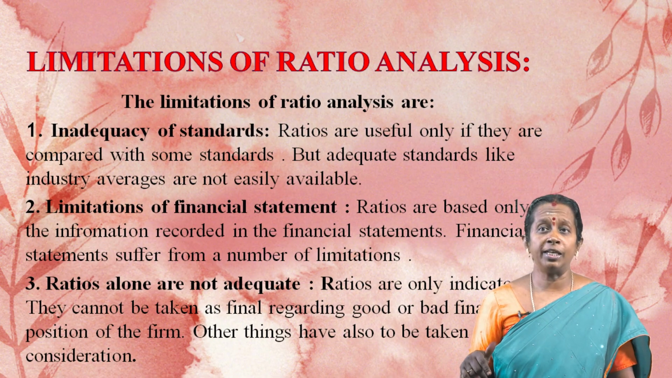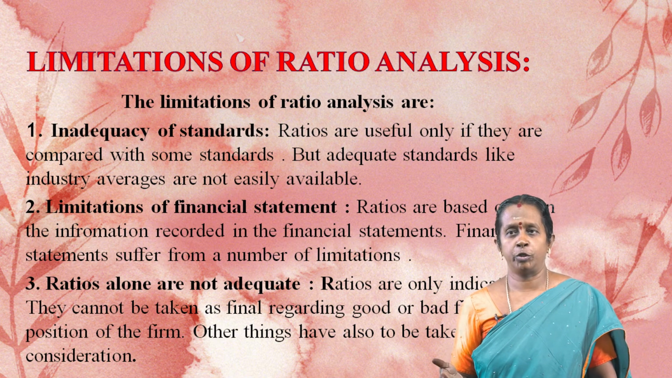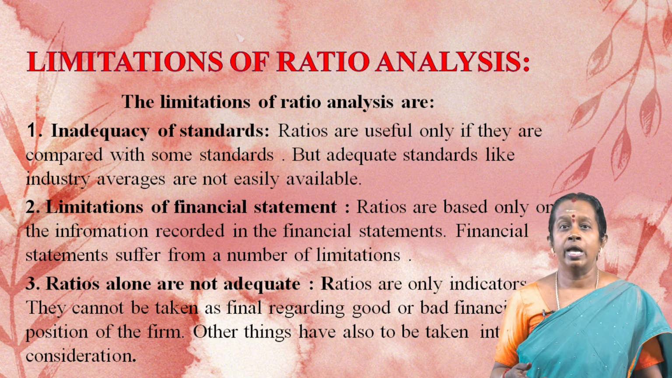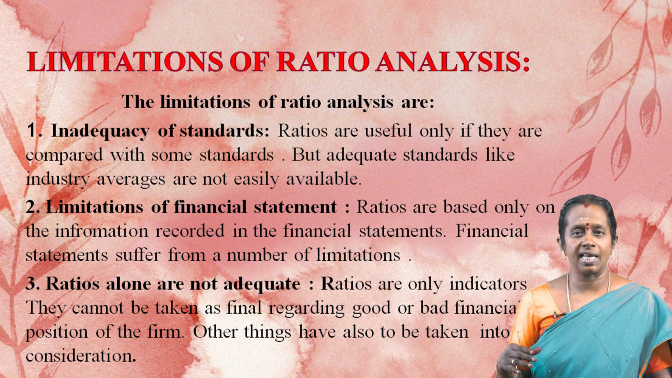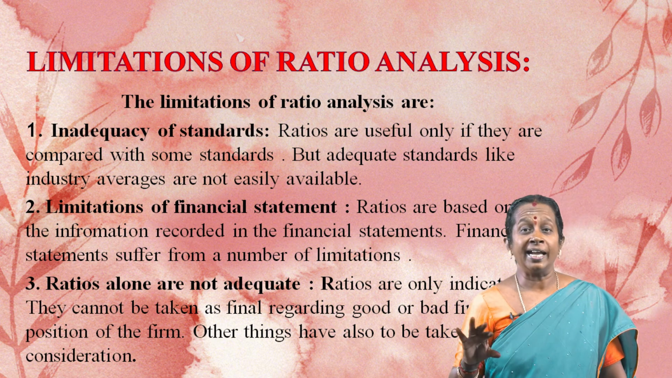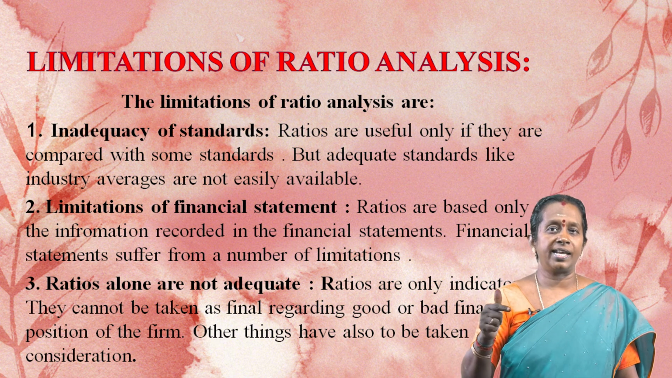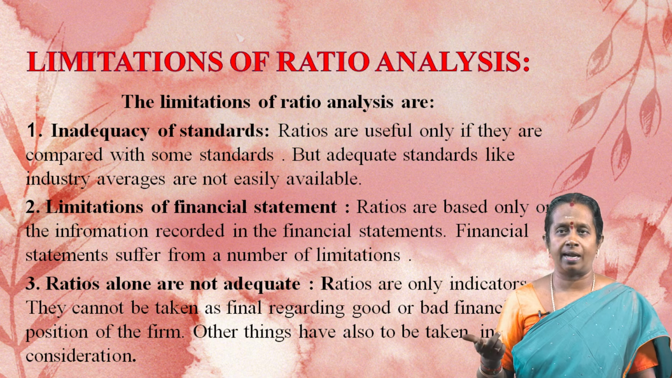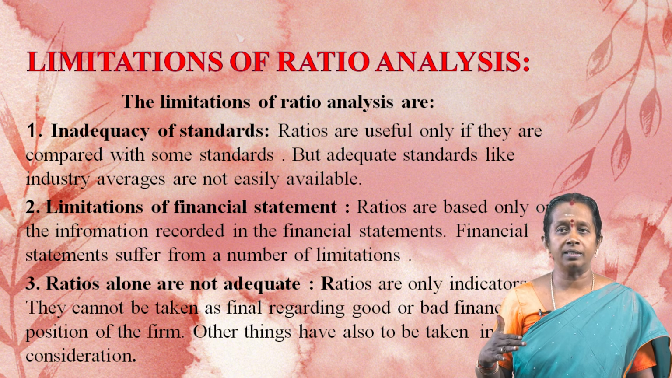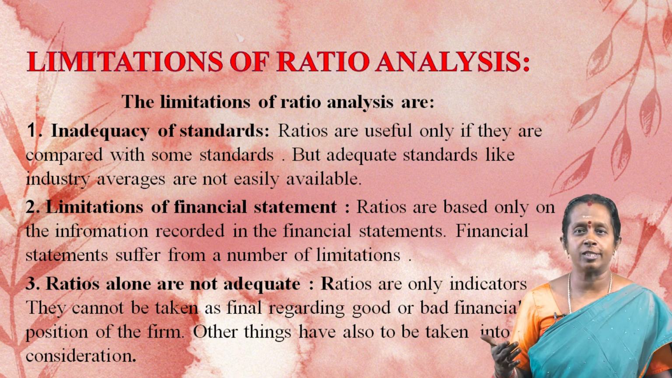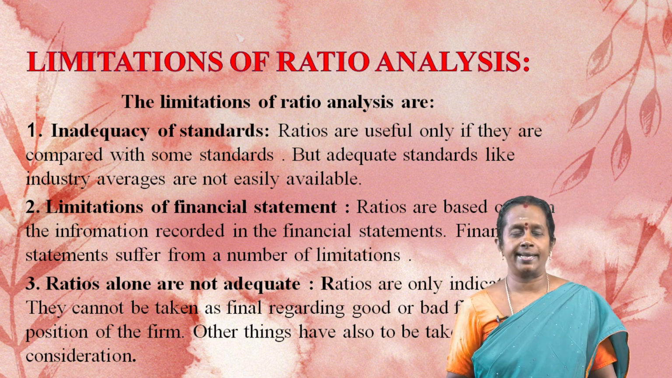Next one, limitations with reference to the ratio analysis. Number one is inadequacy of standards. Normally for ratios, we fix certain standards and consider the conditions related to favorable or unfavorable. In that circumstance, ratio analysis has inadequacy of standards. Ratios are useful only if they are compared with some standards, but adequate standards like industry averages are not easily available.